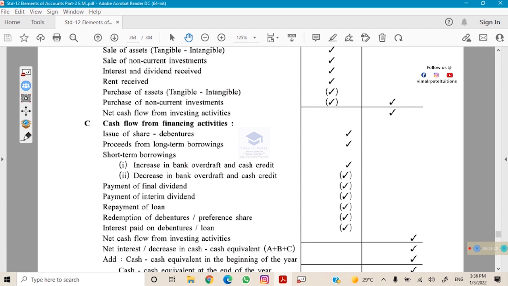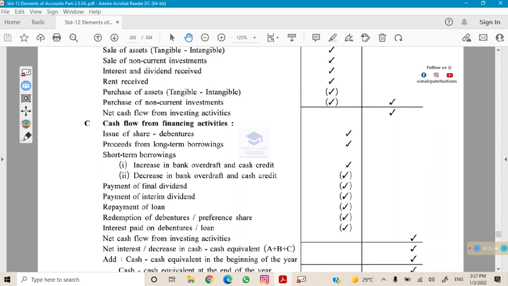Interim dividend: sometimes when company earns an enormous amount of profit over and above the proposed or final dividend, company will declare dividend during the year, that is called interim dividend. So that will also be subtracted. Then repayment of loan, redemption of share, redemption of debenture, interest paid on debenture, interest paid on loan, that all will be subtracted. That is called net cash flow from financing activity.